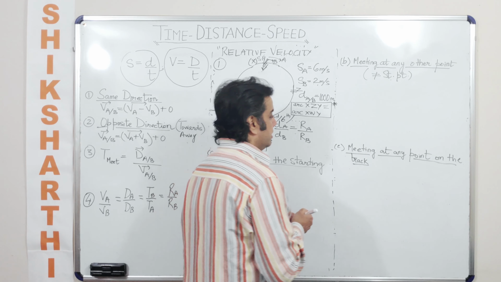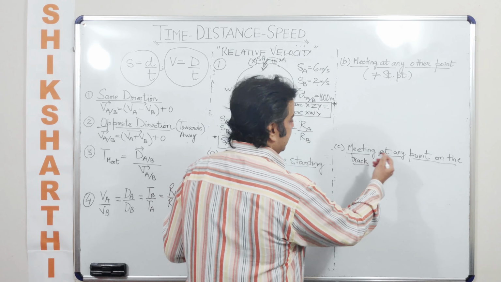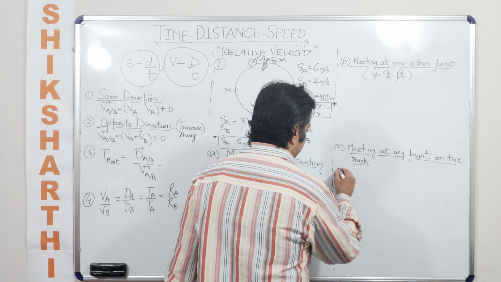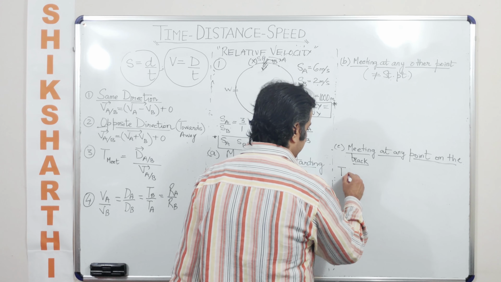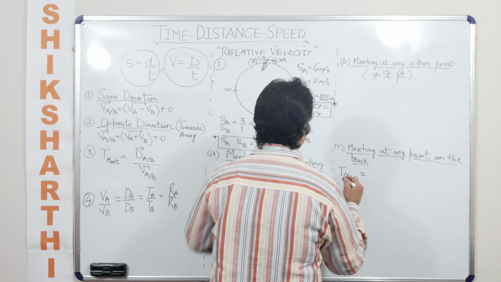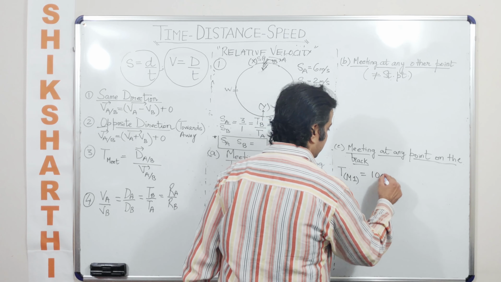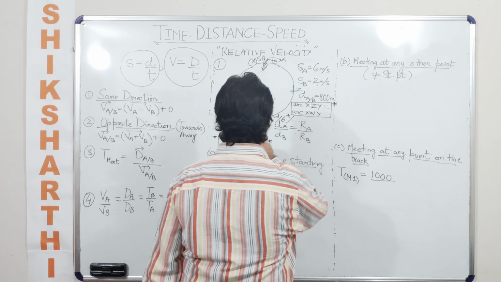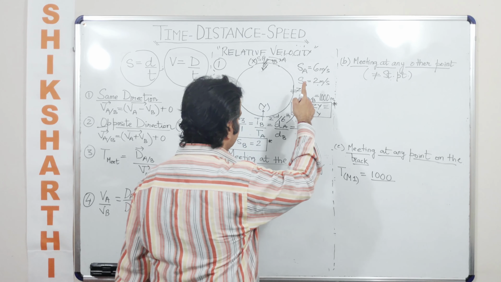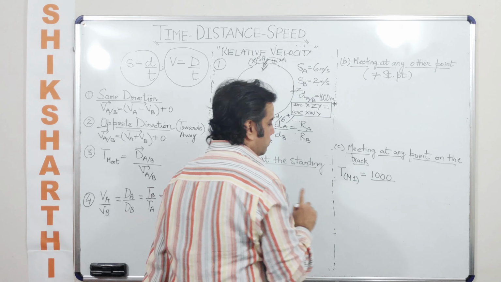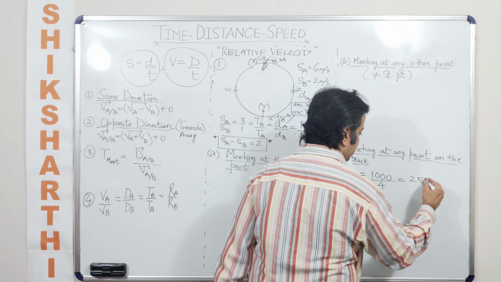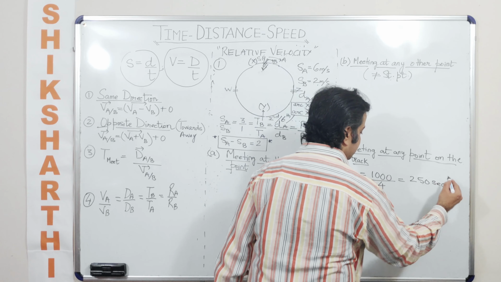When we talk about meeting at any point on the track, we are basically talking about theory of relativity, right? Let's say that the time taken to meet for the very first time is denoted by T of m1. This will be equal to what? The relative distance of separation, which is 1000 meters, divided by the relative velocity. The relative velocity is how much? This will be SA minus SB, which is 6 minus 2, which is 4. So the very first time they would be meeting each other would be after 250 seconds.